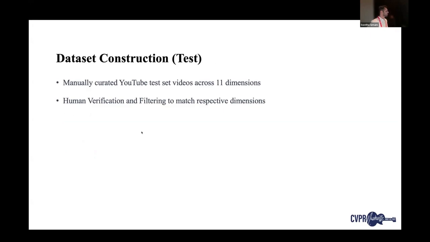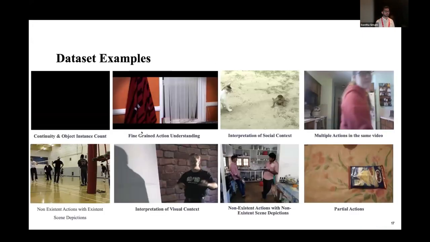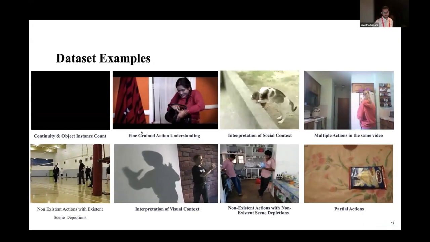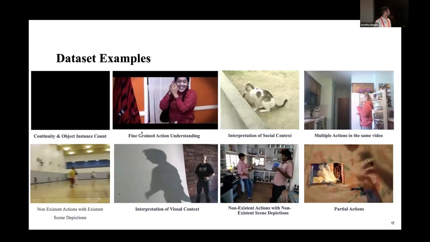The entire dataset went through human verification, rechecking, and filtering to make sure that we have the highest quality of open-ended question-answer pairs. And then we followed a similar pipeline to CVRR to make sure that there is no out-of-domain distribution for this particular challenge. Here are some examples from different dimensions, for example, fine-grained action understanding, interpretation of social context, and partial actions.